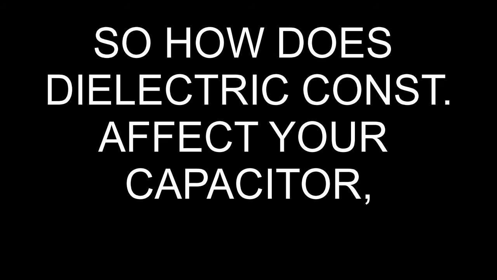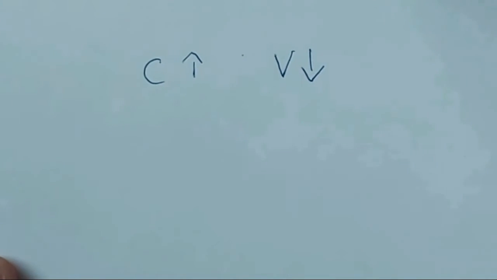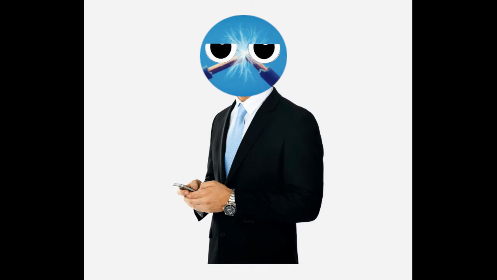So how does the dielectric constant affect your capacitor, you ask? Well, for one, the capacitance of your capacitor would increase, okay? But that also means that your capacitor can't take high voltages now. So why does this happen? Well, you see, capacitance is inversely proportional to the voltage. So if you want a capacitor with a very high capacitance, you might have to sacrifice some of your voltage. Anyways, that's it for the end of the video.